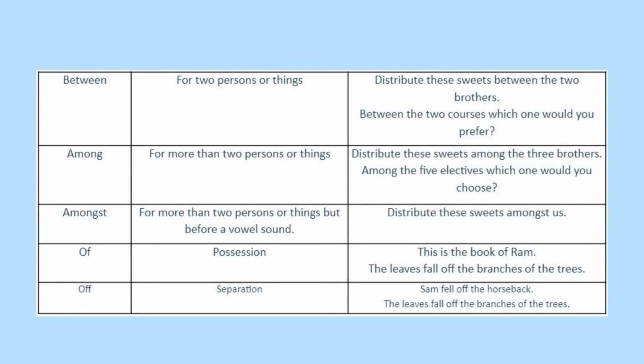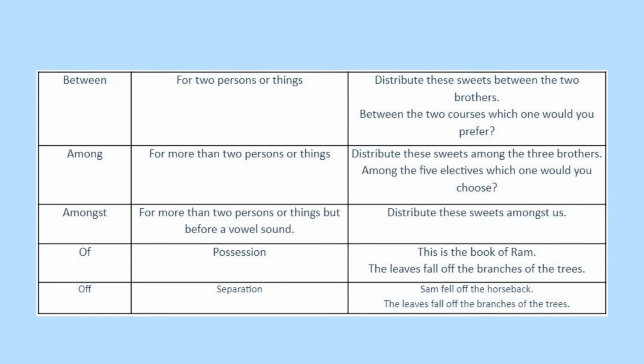Distribute the sweets among the three brothers. Another example is, among the 5 electives, which one would you choose? In both the sentences, you can note that the number of people is more than 2, and so we have used the preposition among. The next is amongst.